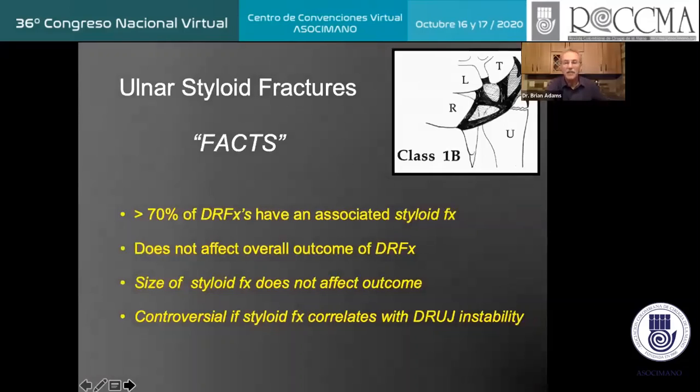Ulnar styloid fractures: just a few pearls that I would recommend related to these. As we all know, they're very common with distal radius fractures. In fact, 70% of distal radius fractures will have an ulnar styloid fracture. The literature tells us that it doesn't really affect the overall outcome of distal radius fractures when we look statistically at large groups, nor does the size of the styloid fracture tend to affect the outcome. However, I think it remains controversial whether styloid fractures really correlate with DRUJ instability.